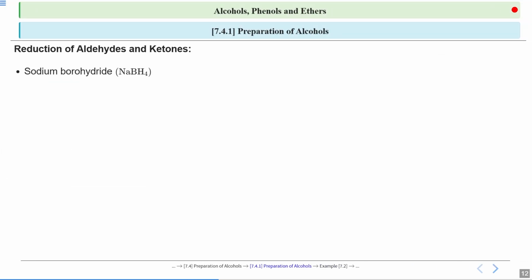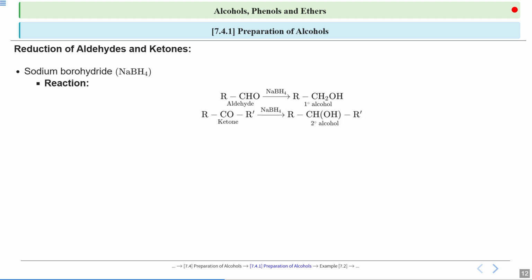Continuing on this, let's talk about our second method under the reduction of aldehydes and ketones, that is the sodium borohydride reaction, NaBH4. If you are doing the reduction of aldehyde, you can also do it in the presence of sodium borohydride. When you react the aldehyde with sodium borohydride, it is going to give us primary alcohol. And for the ketone case, the ketone when reacts with sodium borohydride, it is going to give us secondary alcohol.